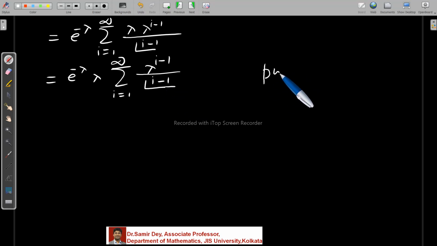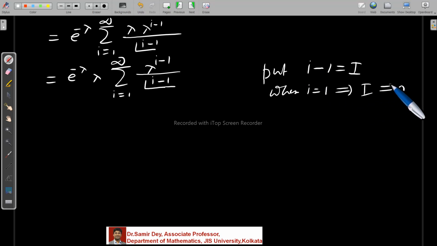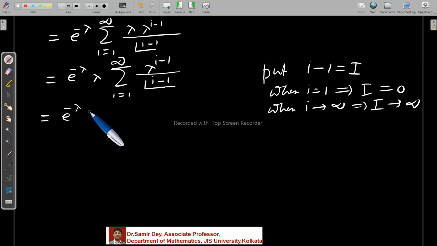Now you put i minus 1 equals capital I. So when i equals 1, capital I equals 0. When i tends to infinity, your capital I also goes to infinity. Now we are replacing it: e to the power minus lambda, lambda, summation capital I equals 0 to infinity lambda to the power I by factorial I. Okay, is it clear?